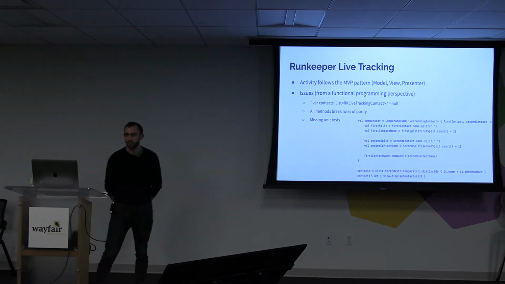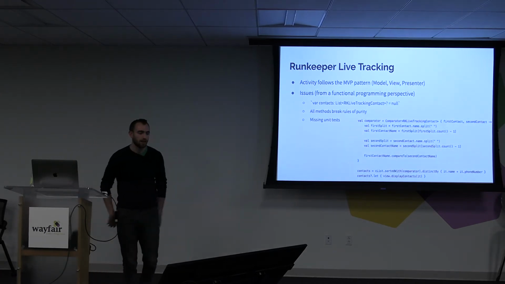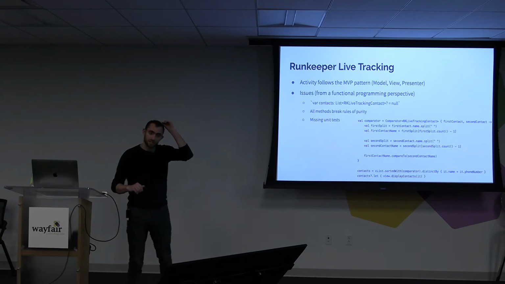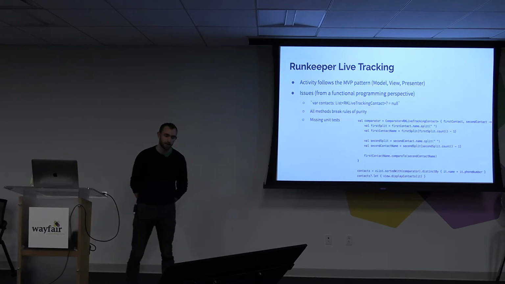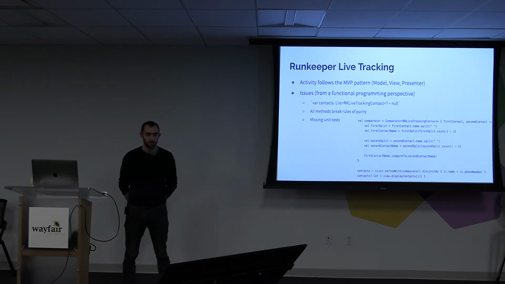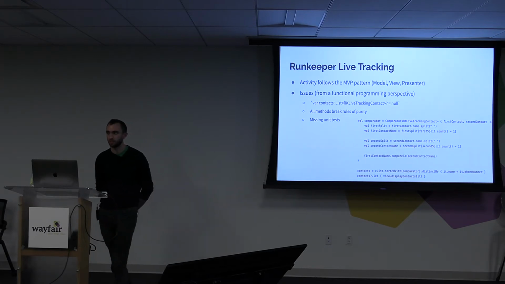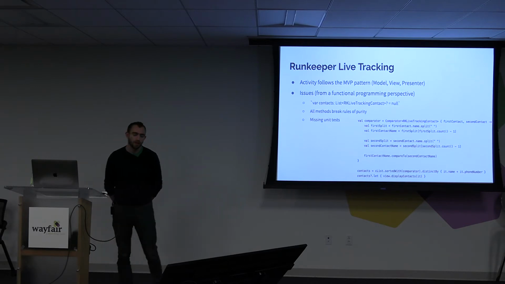So, like I mentioned earlier, we follow the MVP pattern. All of our business logic is in the presenter. So taking a look at our presenter, I immediately find that we have this variable called contacts, which is a list of live tracking contacts. This is already a red flag. This is exactly what we said was against functional programming.